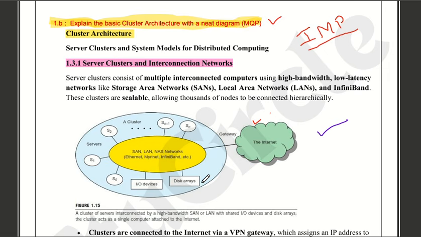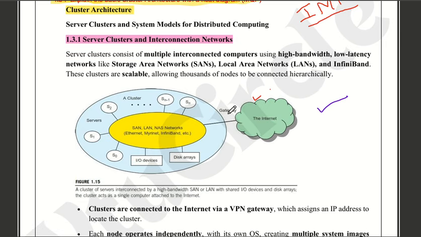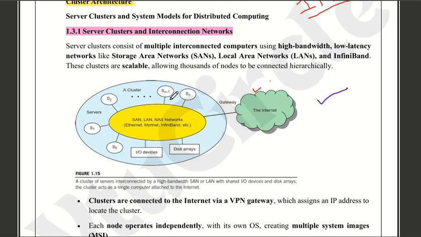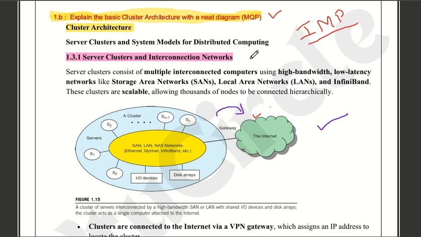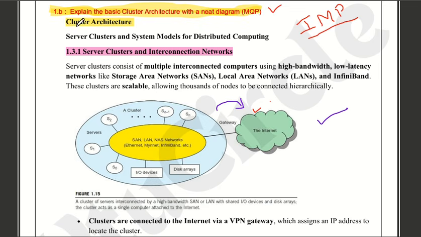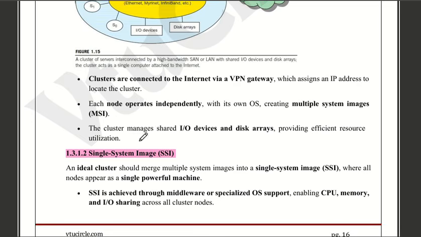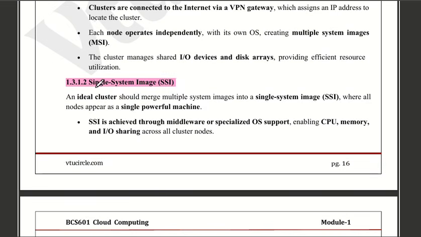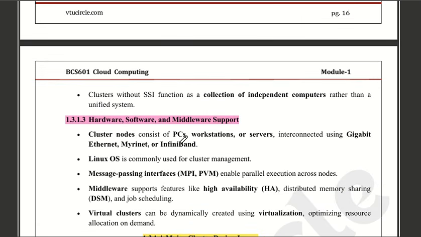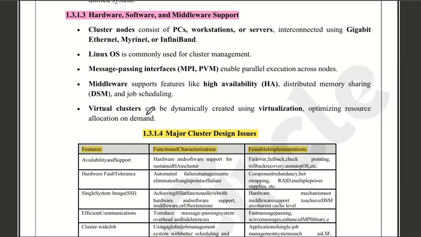And again disk arrays are there. Then SAN, LAN, NAS networks are there, like storage area network, local area network, like that. And a VPN gateway is there, so the cluster is connected to the internet. Obviously without the internet we can't access anything, especially with virtual machine monitors and virtual machines. So you need to draw this cluster and explain. Here some brief description is there about this cluster: single system image, hardware, and software middleware support.